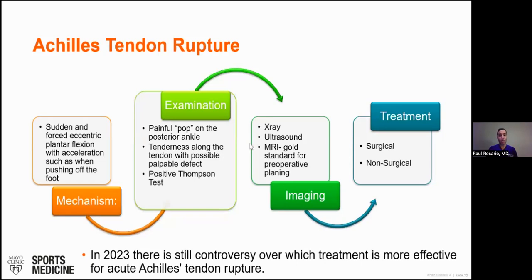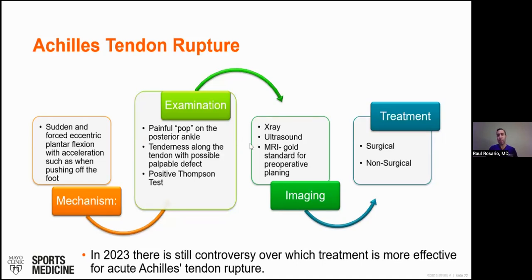The test would be the Thompson test, which is basically you squeeze the calf muscle, and if it's normal, you should see some plantar flexion movement. If you squeeze and there's no plantar flexion, then it can be a positive test. I like to do it prone and kind of squeeze that area. X-rays, ultrasound, and MRIs can be very good options. Ultrasound has been very popular right now, and that's what I use in my practice.